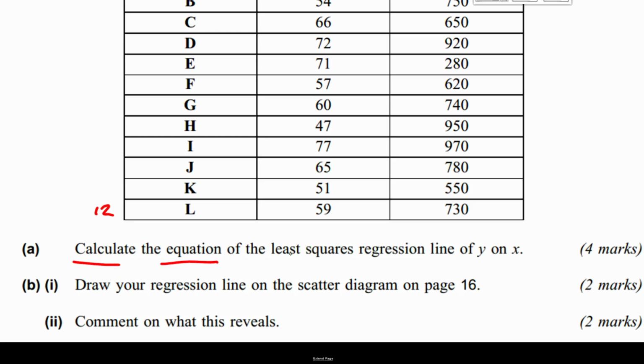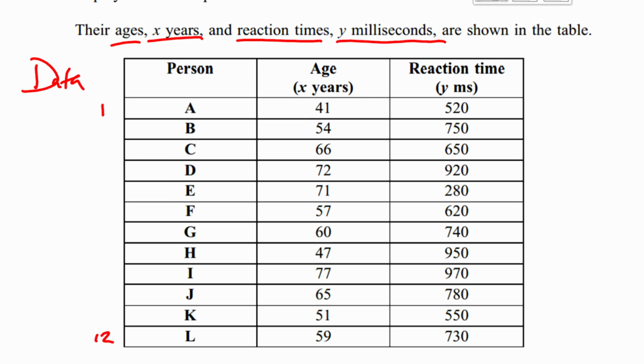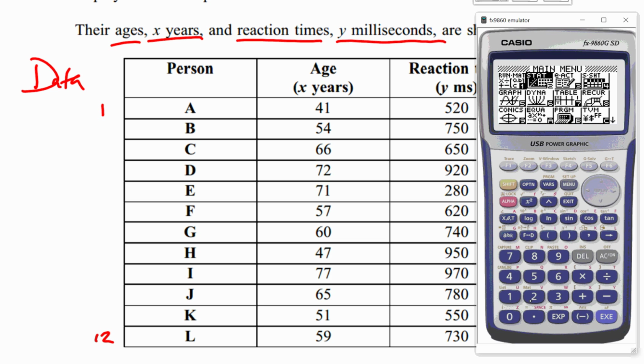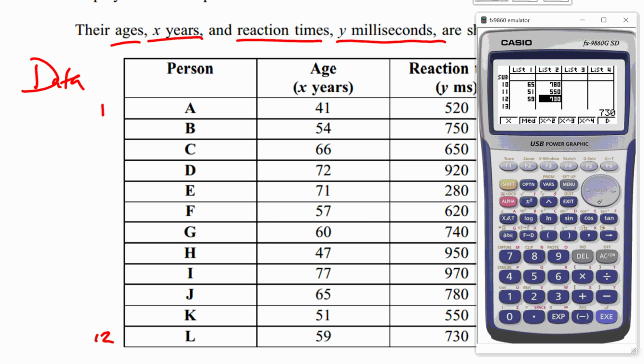Calculate the equation of the least squares regression line of y on x. This is one we can do with our calculator, so let's quickly do that. Let's open up a calculator. If we go to menu, stats, we can enter all the data: the X data is going to go in list 1, and the Y data is going to go in list 2.